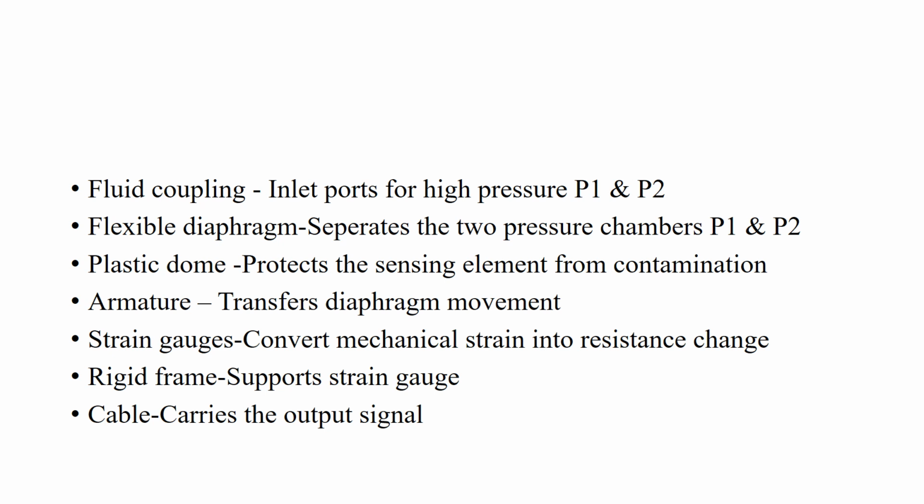The next one is rigid frame. So, rigid frame is a strong, non-flexible supporting structure. It supports the strain gauge. How it supports? To provide the mechanical support without bending. Then the last one is cable. It carries the output signal.